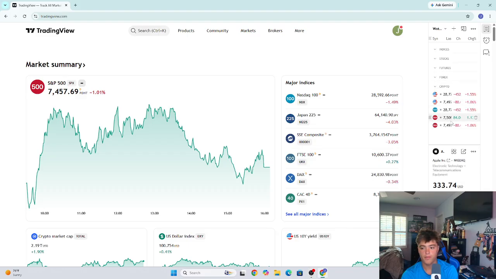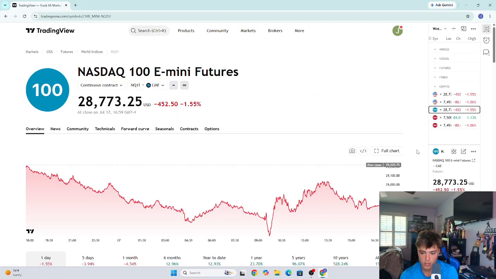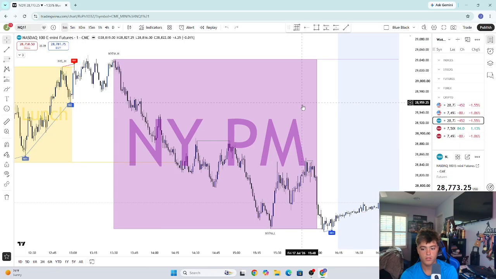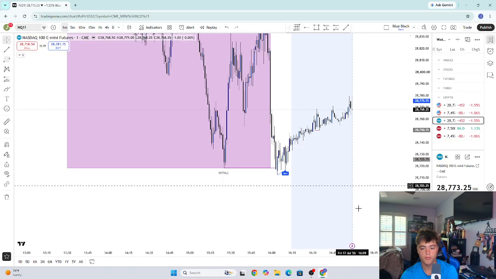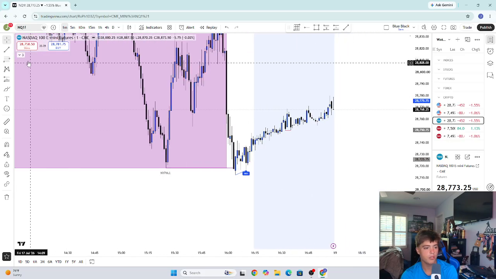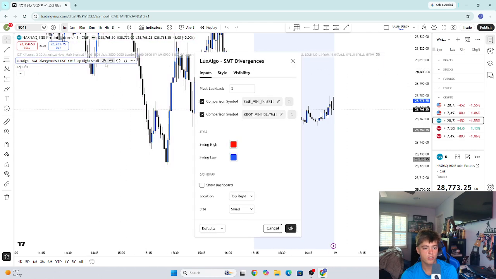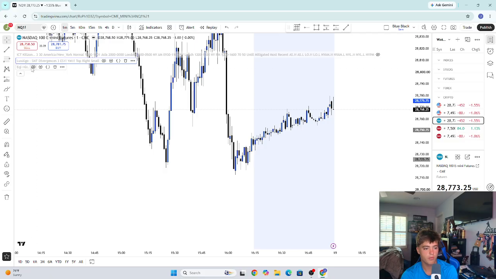Yeah, it's good. Okay, so let us hop over real quick to NQ. Yeah, this will be fine. The market's closed anyways. We don't need an open market. Let's hide the indicators.